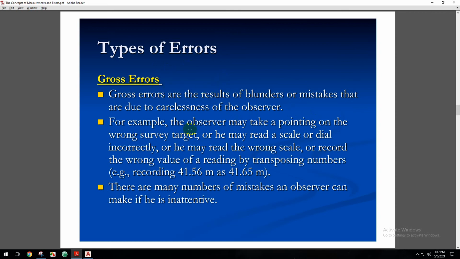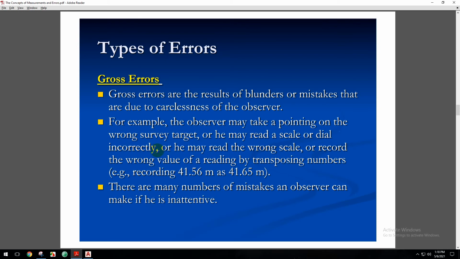So for example, the observer may take a pointing on the wrong survey target o dili mao iyang i-sight. So for example, traverse station number 2 ang dapat niya i-sight, then traverse station 3 ang iyang gi-sight. So ang iyang nakuha nga distance is from traverse station 3, ugma i-record nga to sa traverse station 2. So gross errors. Gross meaning lapad. Lapad siya nga error kay katangahan man.